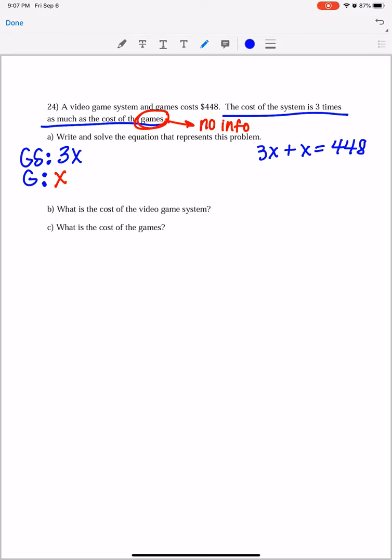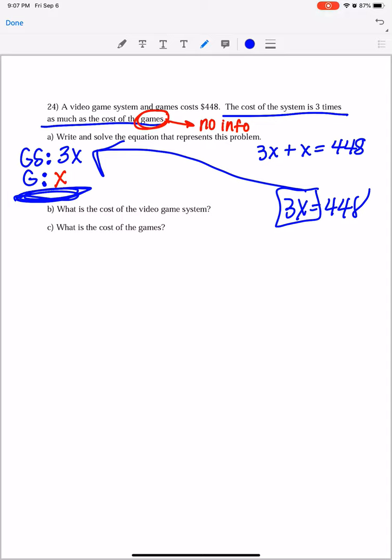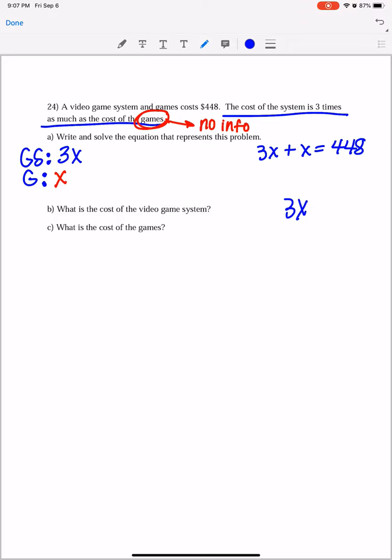Be careful, you've got to do this right here. If you don't do this portion here, you're just going to read that your game system costs 3 times as much, and you're just going to do 3x equals 448. But this right here only represents the game system, so you're not accounting for those games here. So that's why it's really important that you label what your variables are. So that is the right portion.